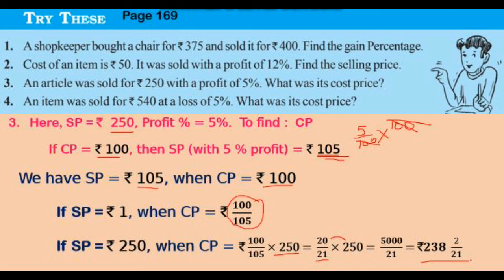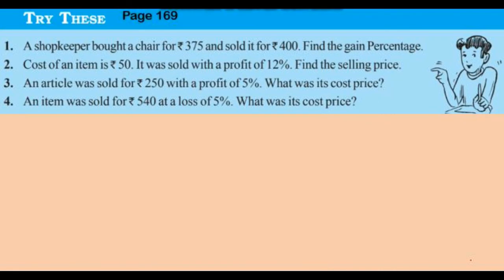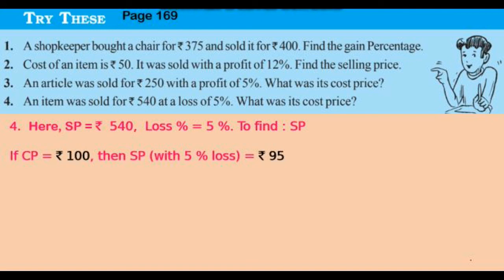Question number 4. An item was sold for rupees 540 at a loss of 5%. Same here also we have to find the cost price. So what I'll be doing, I'll again assume cost price first as 100. So if the cost price is rupees 100, what will be SP after 5% loss? 5% out of CP, that is 5% out of 100. So it is 5 rupees loss. So after loss, what will be SP? 100 minus 5, that is rupees 95.